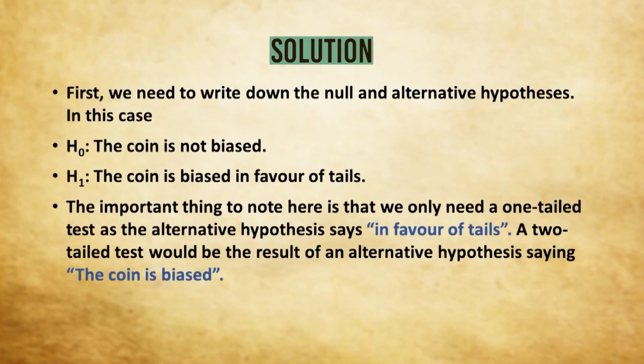So we first need to write down the null and the alternative hypothesis. Obviously, H0 is the coin is not biased, or equivalently you may say the coin is unbiased, and H1 the coin is biased in favor of tails. The important thing to note here is that we only need a one-tailed test as the alternative hypothesis says in favor of tails. A two-tailed test would result if the alternative hypothesis said that the coin is biased.